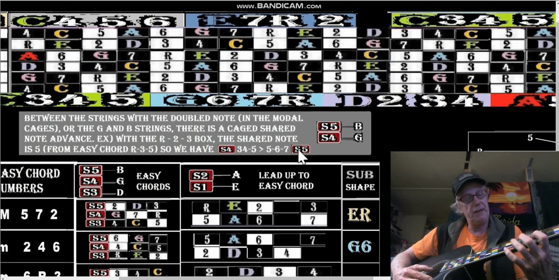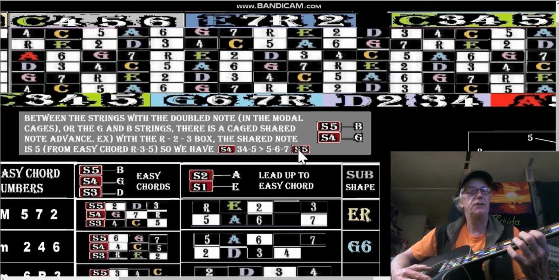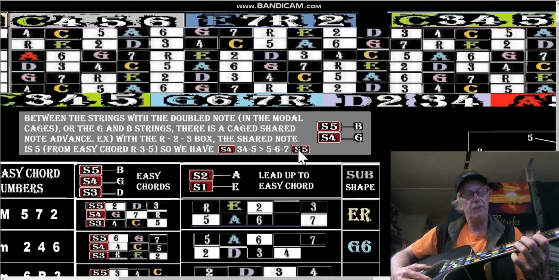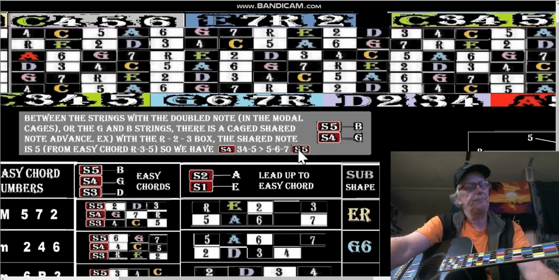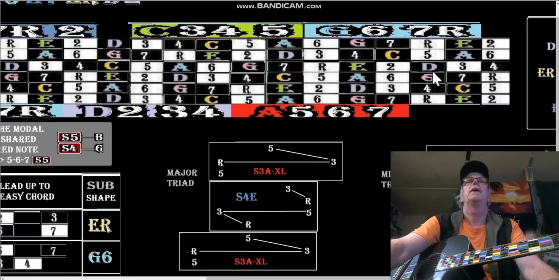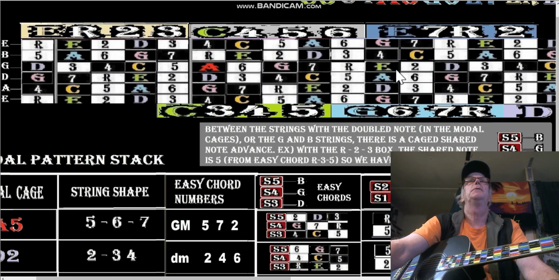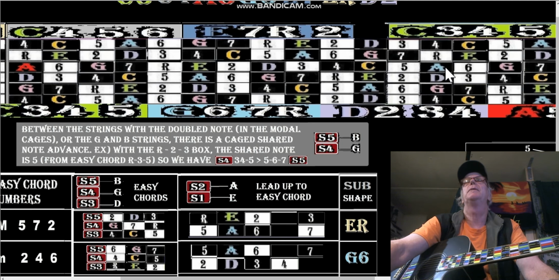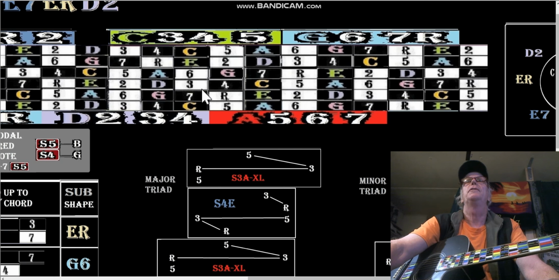Okay, so we're on that 5, 6, 7 A string shape. What's the caged advance of 5? It's going to be the caged advance of the 6 to the next one. Now let's look at the A string shape there. Okay, we'll find another one. Do we have another one? Oh, we don't have another one. Okay, we've got 5, 6, 7 right there.